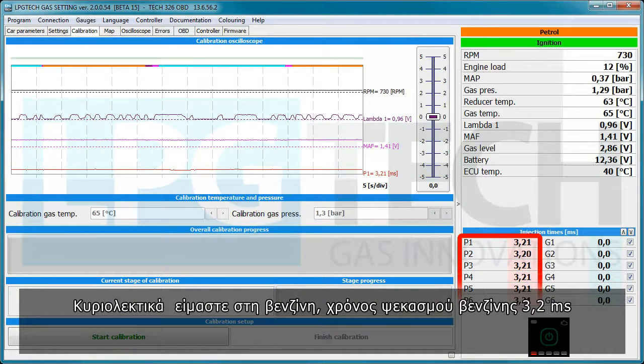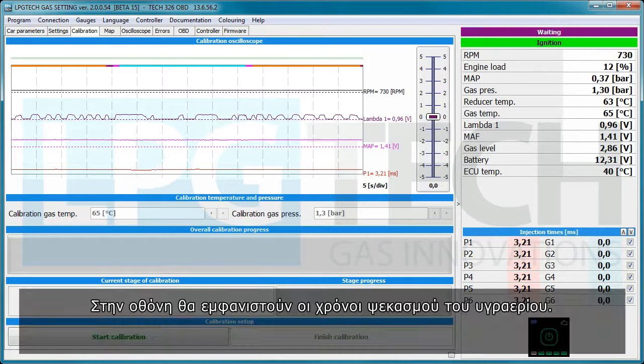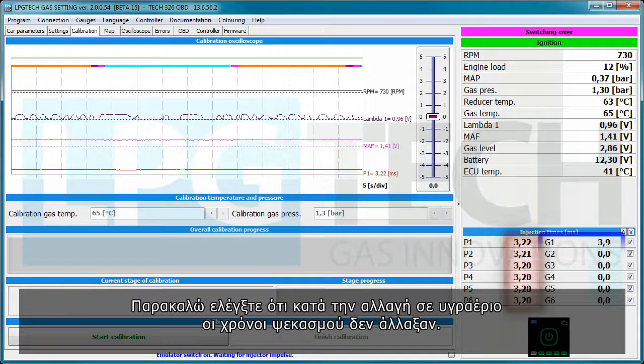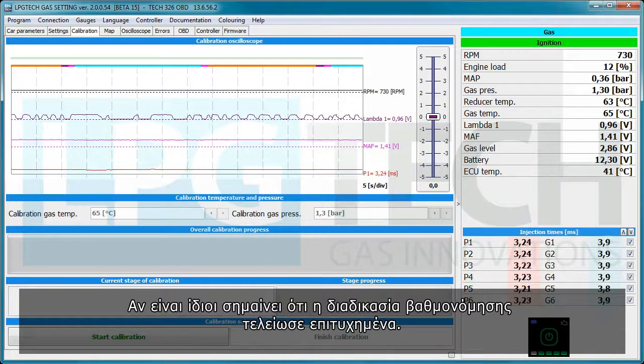Actually, we are on petrol. Time of petrol injection is 3.2 milliseconds. Switch on gas. On the screen appear times of gas injection. Please check whether after switching to gas, times of petrol injection haven't changed. If they are the same, it means that the calibration process is correct.